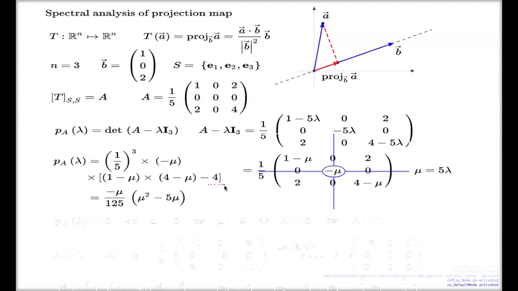Even though it's a cubic polynomial, factorizing such a polynomial is a piece of cake, right? If I ask when my characteristic polynomial vanishes, we see immediately that it will vanish when mu is 0 or mu is 5, or if I project back into lambda terms, lambda is 0 or lambda is 1. So here are my eigenvalues. One of them is the eigenvalue 0, the other one is the eigenvalue 1.